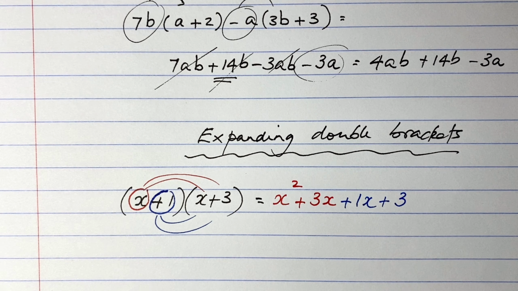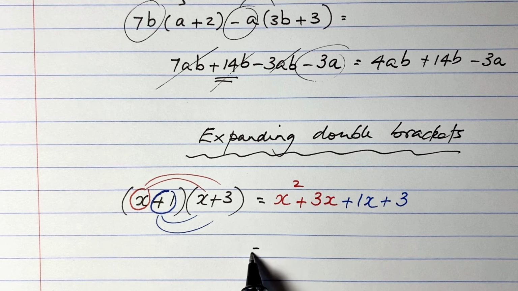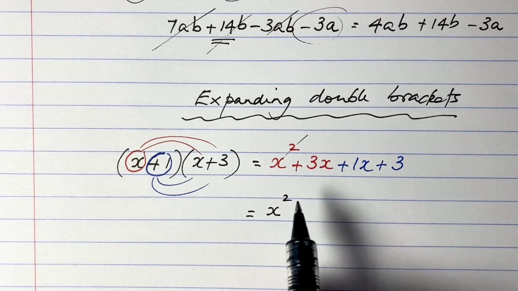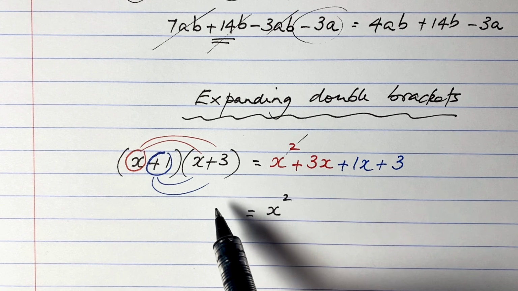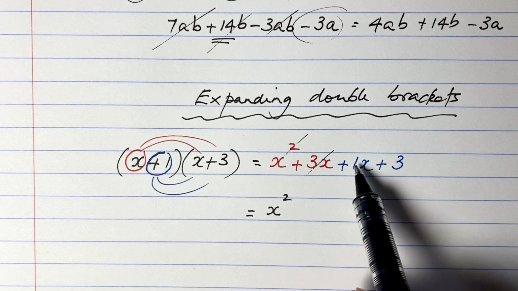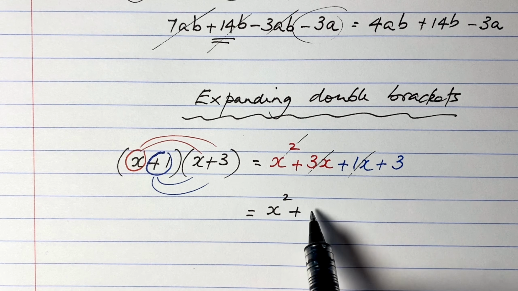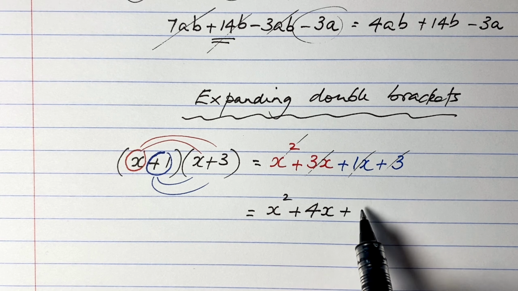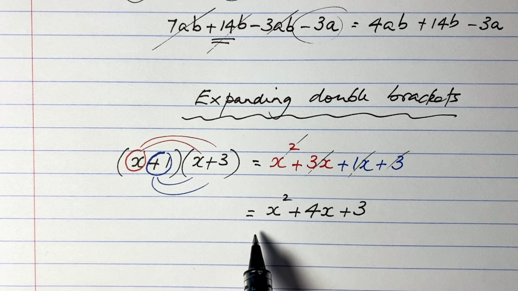Now I'm going to simplify. You have an x squared. When you cross them out, do it very, very faintly. Don't do it strongly. Plus 3x plus 1x is plus 4x. Plus 3. So that's the final answer.